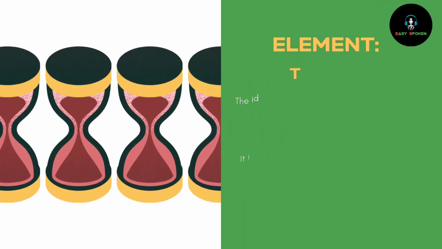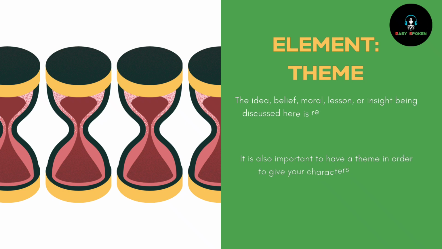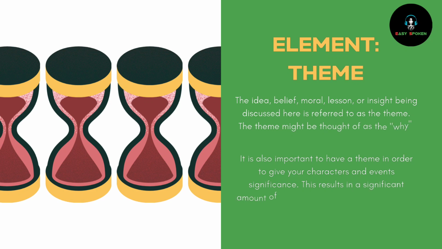Element. Theme. The idea, belief, moral, lesson, or insight being discussed here is referred to as the theme. The theme might be thought of as the why of the story. It is also important to have a theme in order to give your characters and events significance. This results in a significant amount of emotional or spiritual participation and release from the audience.